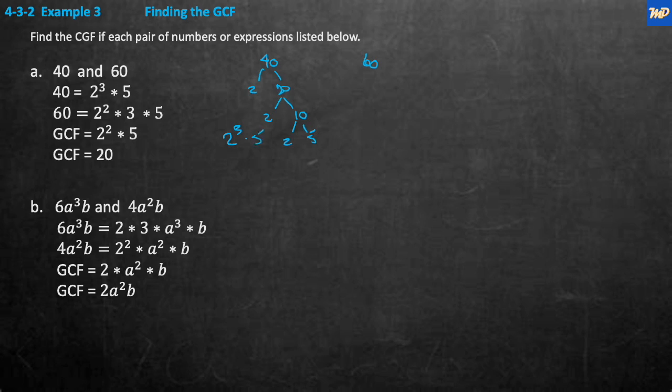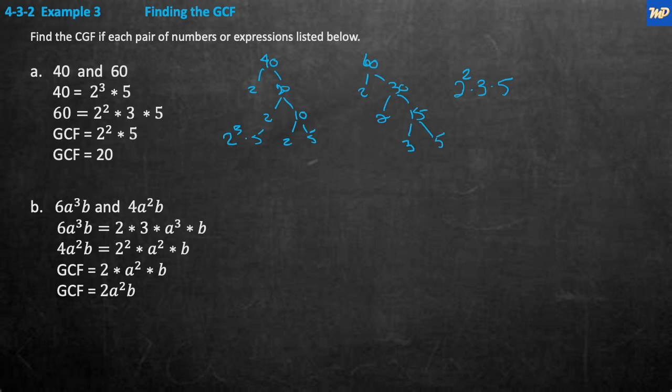So for 60, we're going to do that. We've got a 2. I always like that. 2 and 30. 30 has a 2. 2 and 15. And the 15 has a 3 and a 5. So 2, 2, 3, 5. So over here it's 2 squared times 3 times 5.